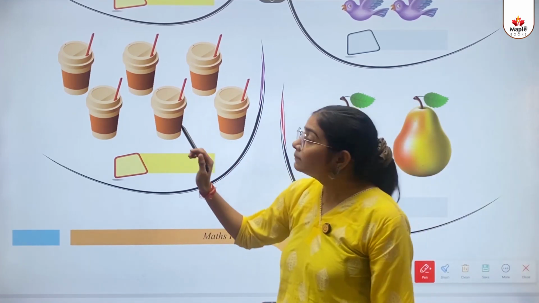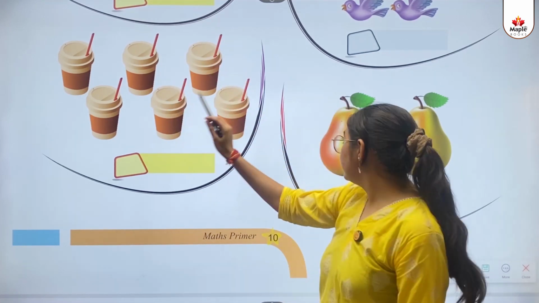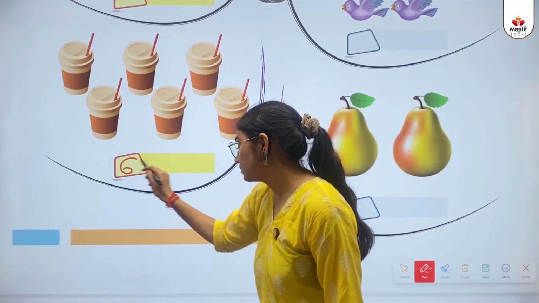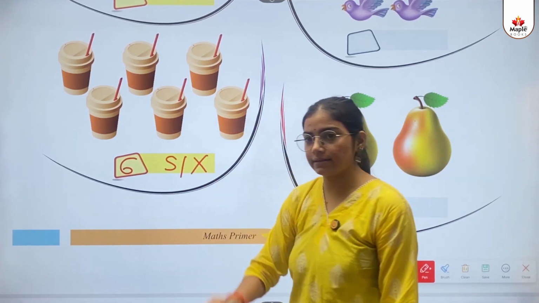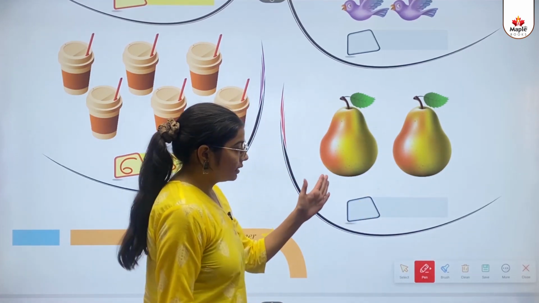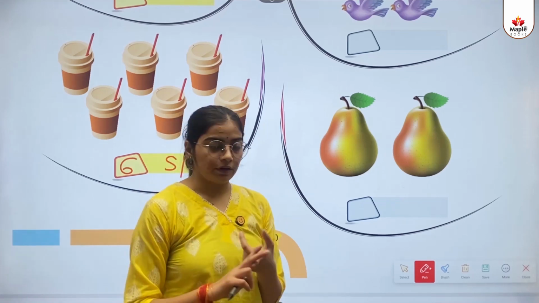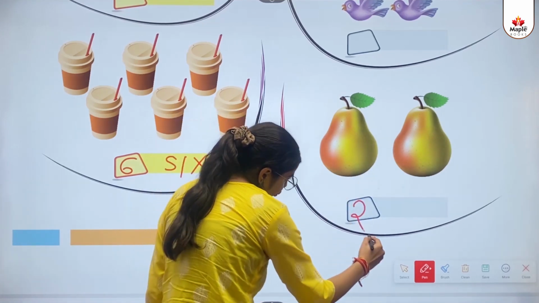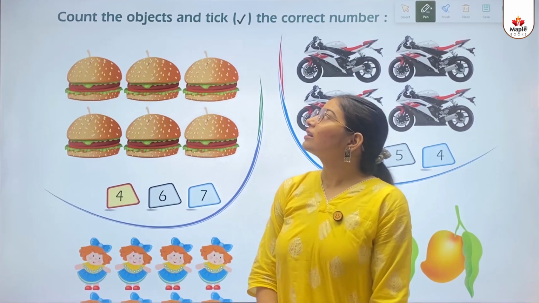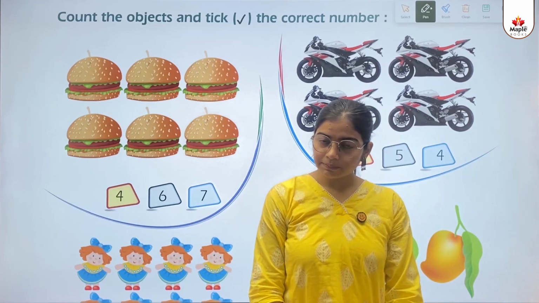So we'll count 1, 2, 3, 4, 5, 6. So there are 6 cups given here. 6. S I X. 6. Then you can see there are pairs given here. So there are 2 pairs. So we'll write 2. T W O. 2.